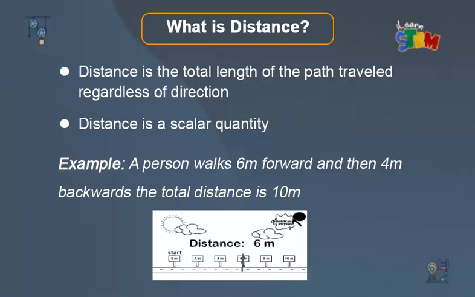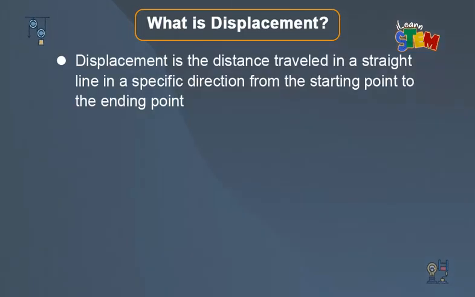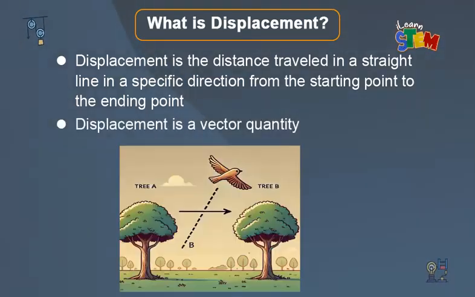Next, let's talk about displacement. Here's where it gets interesting, displacement. Displacement is like saying, what's the shortest straight line path from where you started to where you ended? And don't forget, it also includes direction. For example, a bird flying directly from tree A to tree B, with a straight arrow showing the displacement. Because that's the straight line distance. Do you get it?